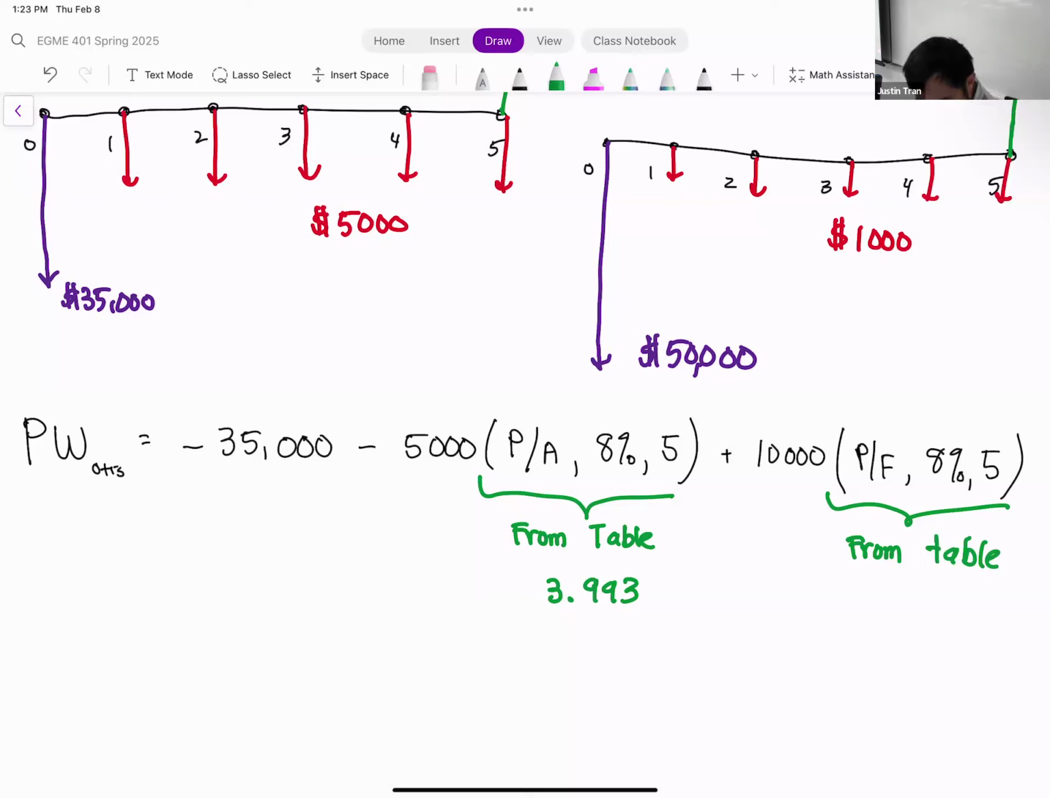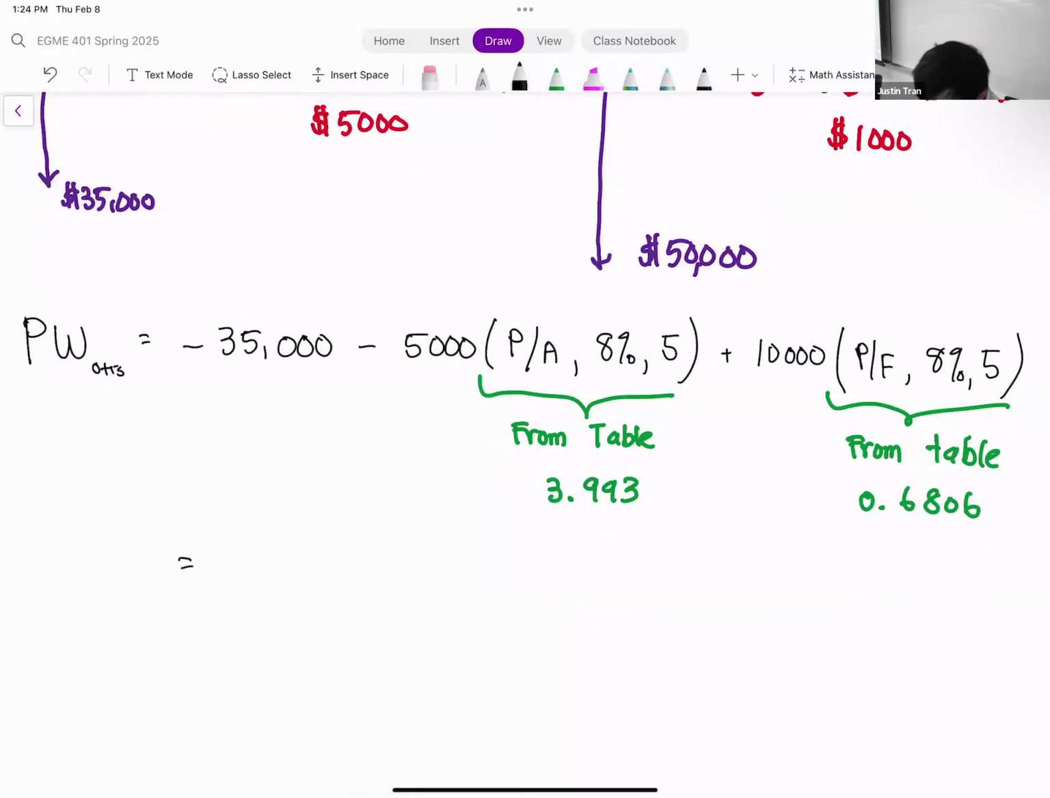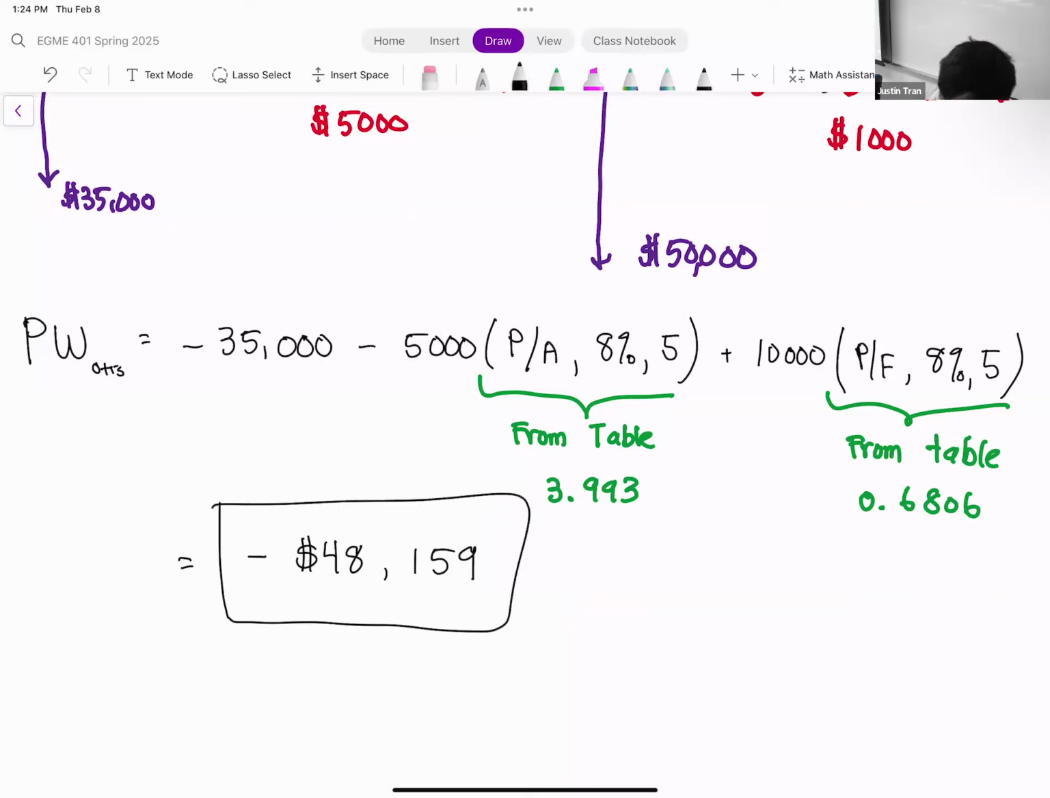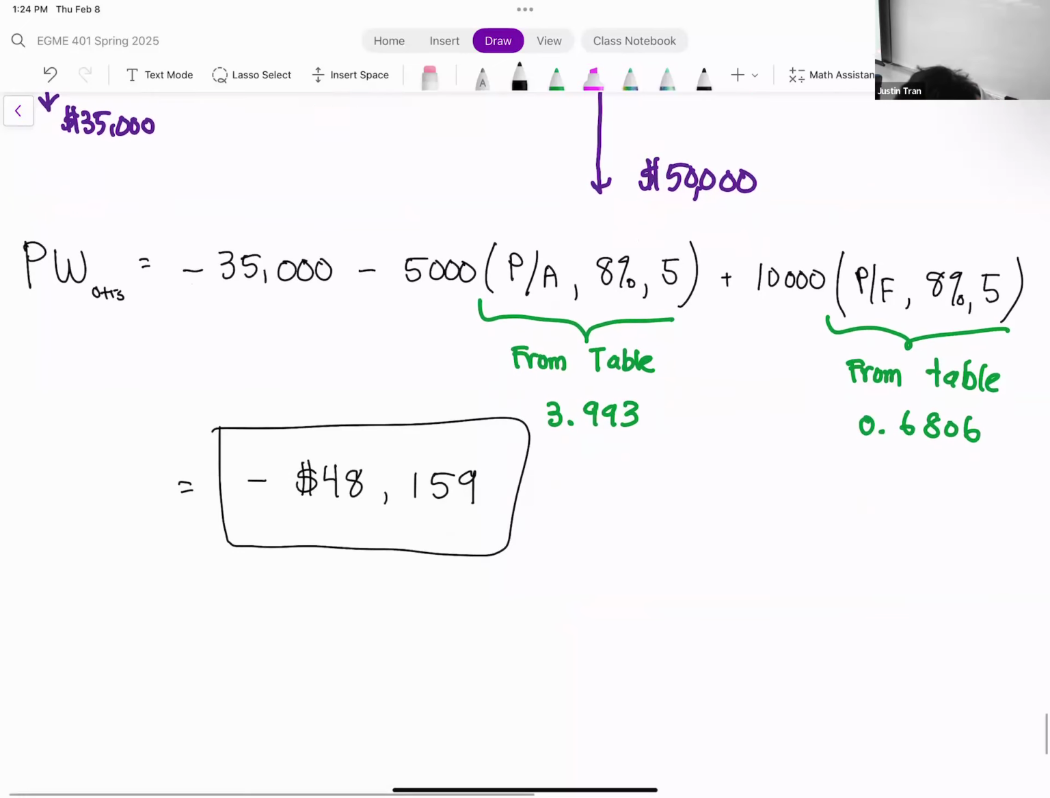And then this factor here, this P over F, 8%, 5, this is 0.6806. All right, so let's punch that into a calculator. And so if you calculate that out, this is minus 48,159. All right, so that's our starting point. Remember, it's a negative answer here because we don't have any revenue. And so we want to pick the option that has a less negative present worth. All right, so let's do the same thing for Mitsubishi.